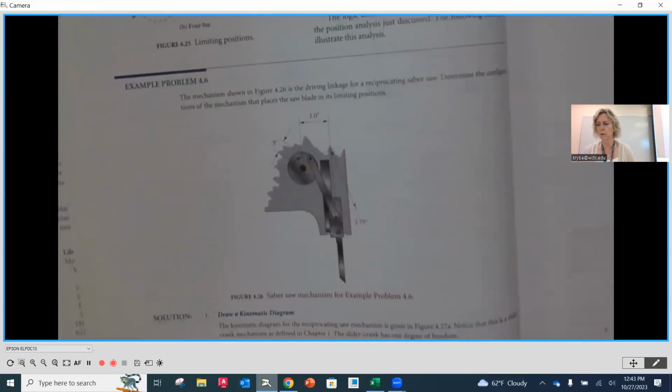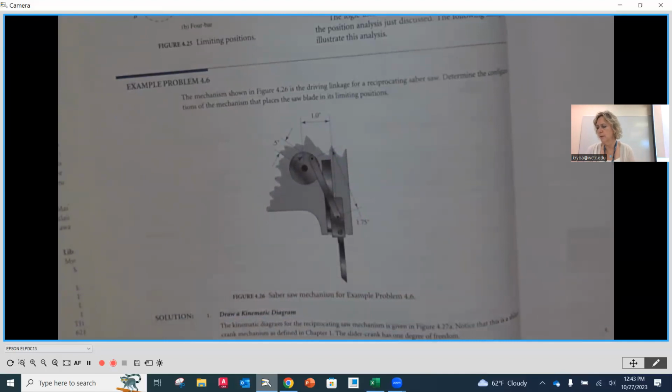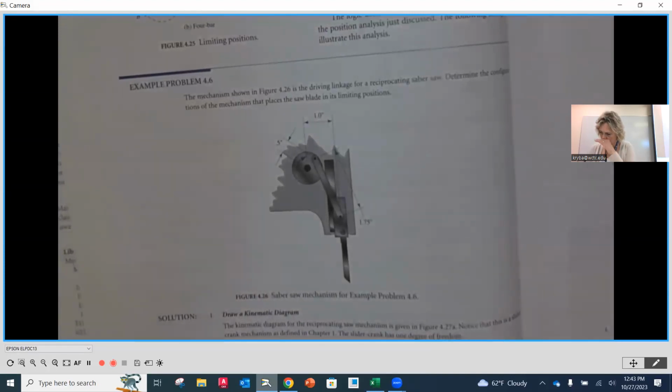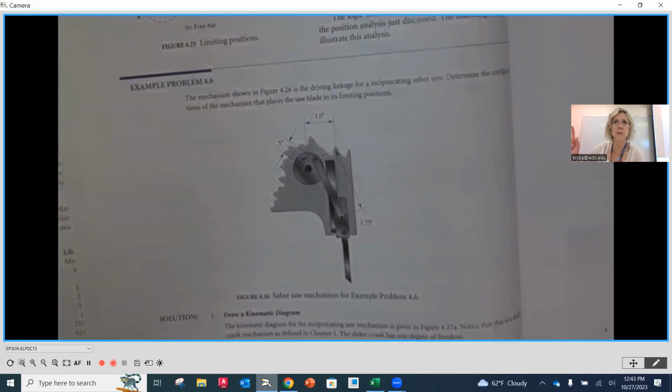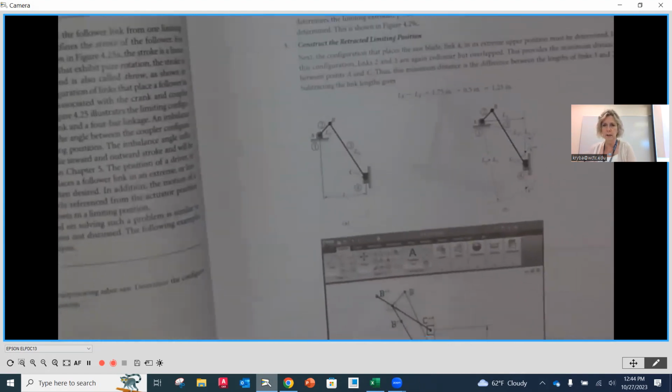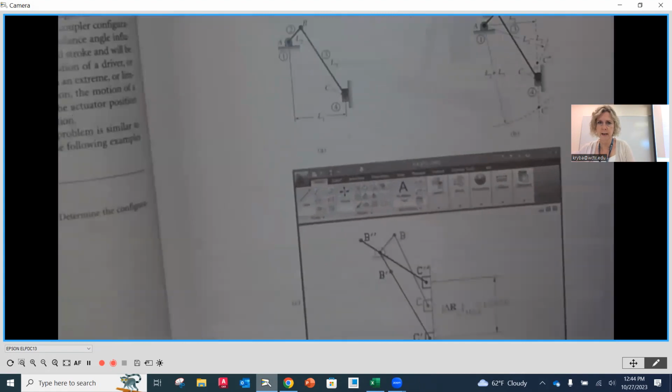So we have problem 4.6 here. Problem 4.6 has a mechanism that's a reciprocating saber saw, and we want to determine the limiting positions of the actual blade itself. First things first, draw our kinematic diagram in the position that we see it right here. This is no particular position, just a place in its entire cycle, so we're just going to duplicate what we see. And if we go over here, here is our kinematic diagram.